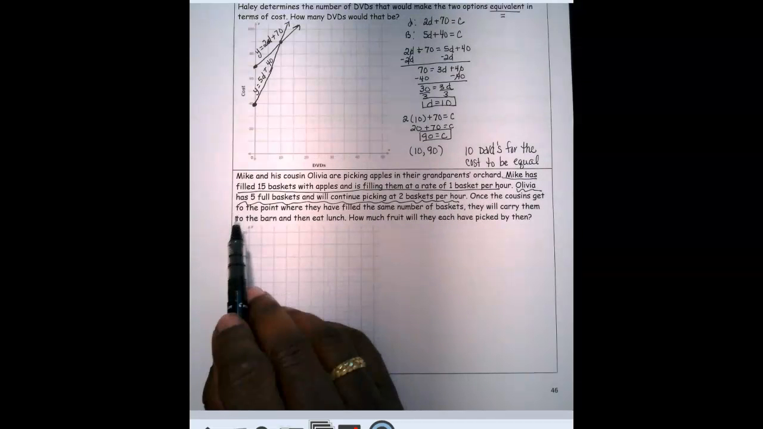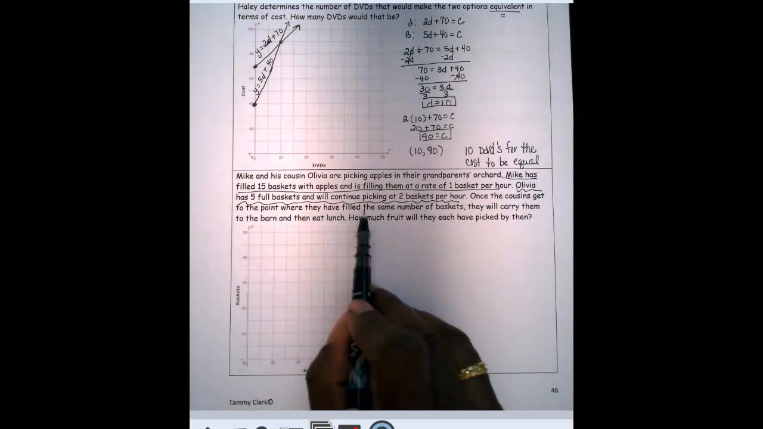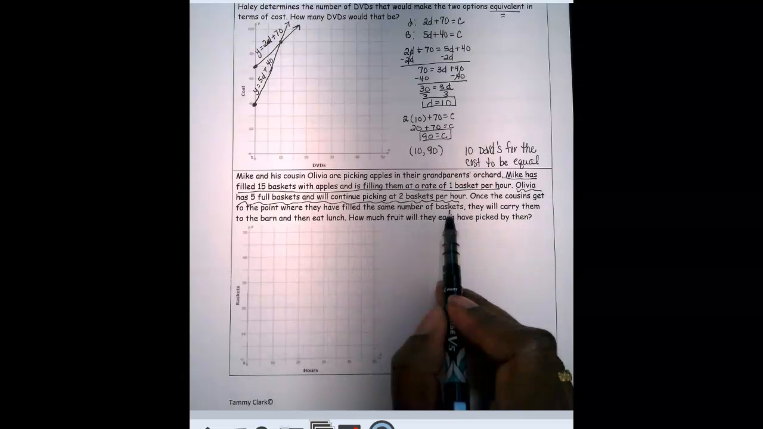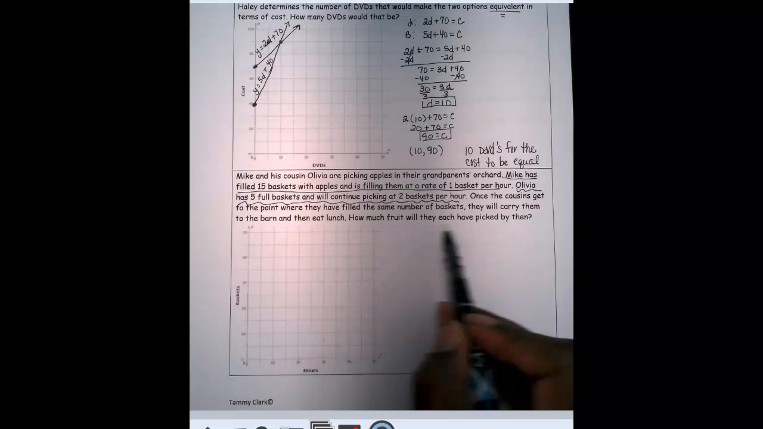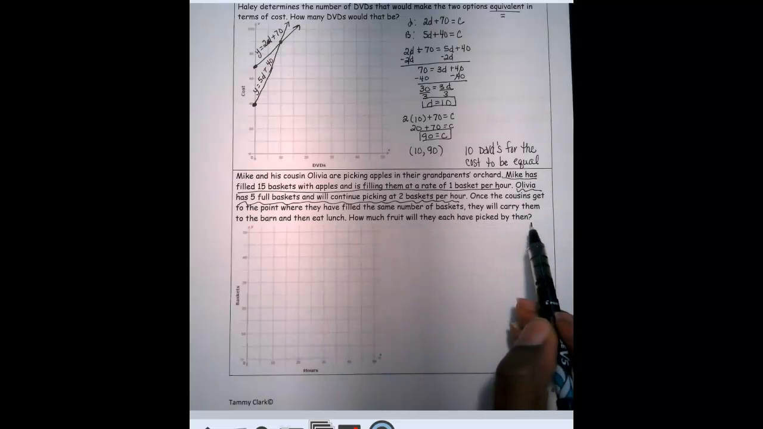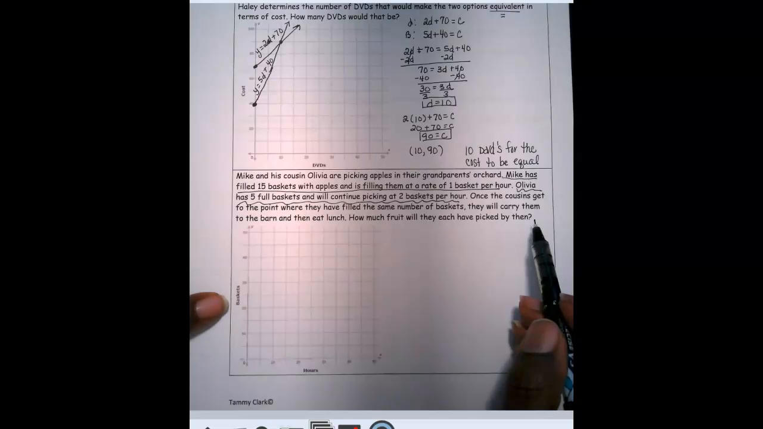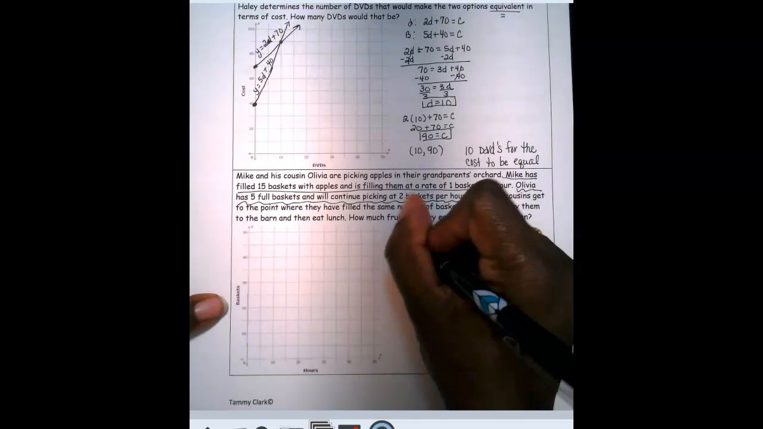Once the cousins get to the point where they have filled the same number of baskets, meaning at some point these are going to be equal, they will carry them to the barn and then eat lunch. How much fruit will they have picked by then? Well, notice fruit is the y intercept. So we're going to now write our equation.